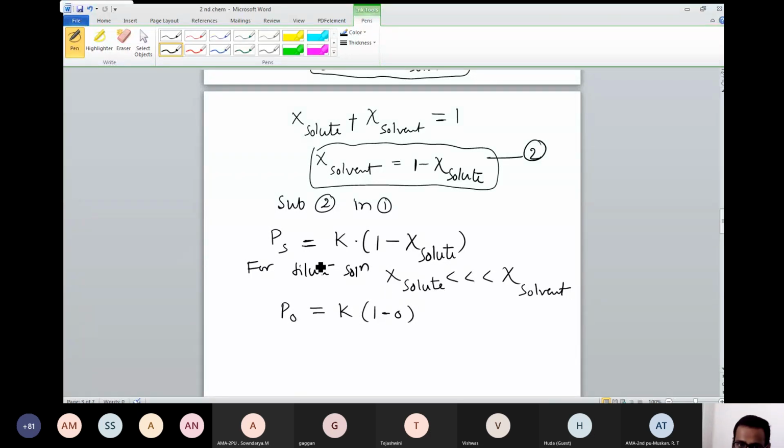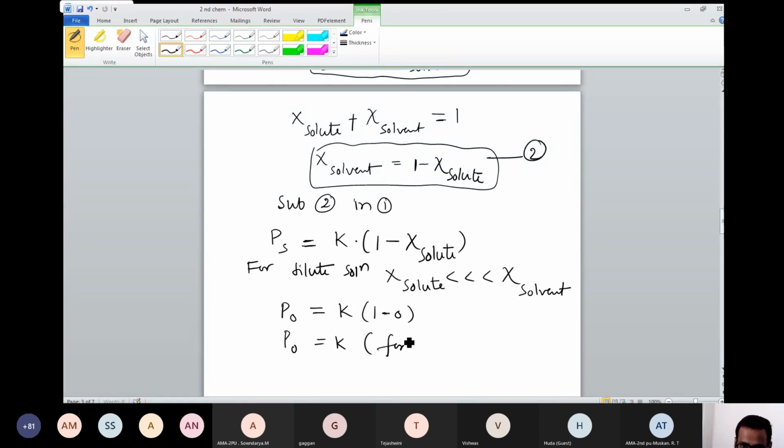What am I doing, understanding? So we got this: PS is equal to K into 1 minus mole fraction of solute. Correct? If the solute is very less, then solvent is very high. Solvent is very high means the vapor pressure of the solution will become the vapor pressure of the solvent. Then P naught is equal to K.